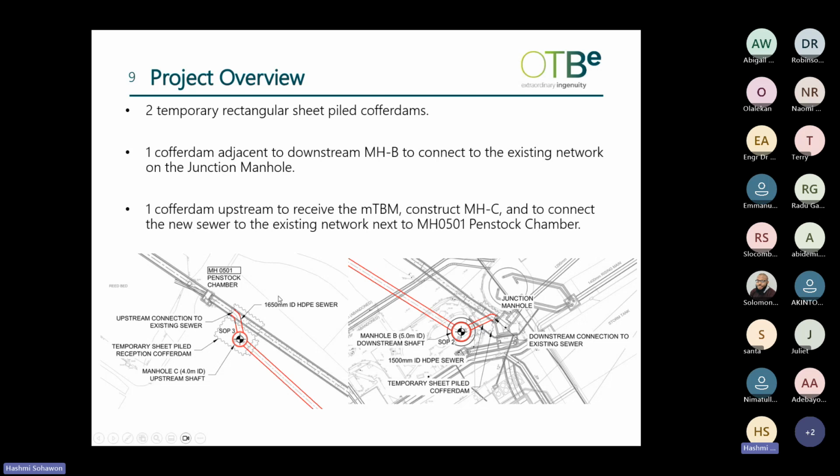Further upstream, we have another temporary sheet pile rectangular shaft, which is first constructed and excavated. Then manhole C is built bottom up inside this cofferdam. And there's also a cofferdam here, which is used to create a connection to the existing sewer. In this case, it's near the penstock chamber.